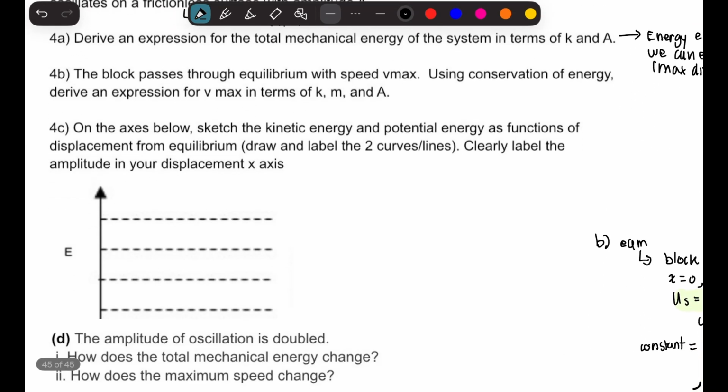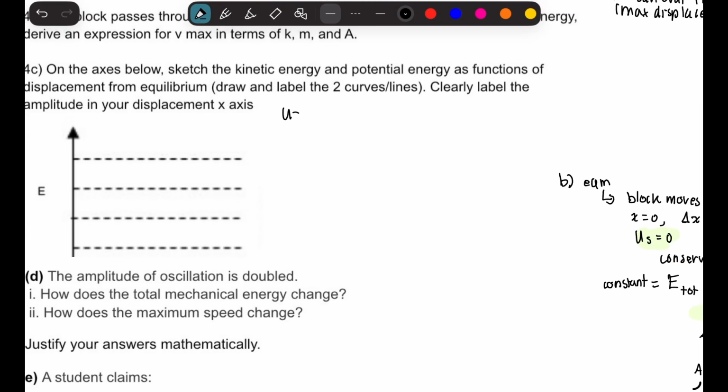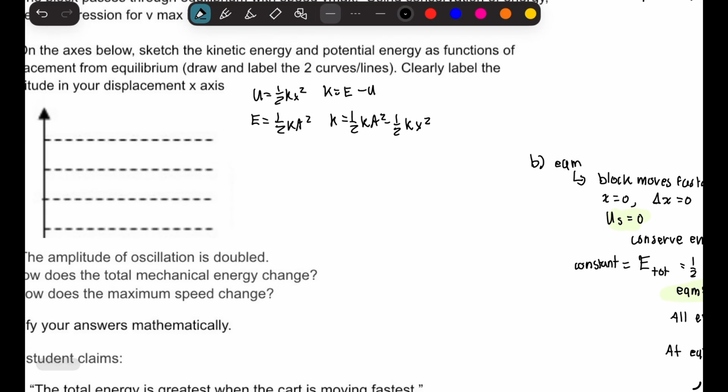For our next question, we have: on the axes below, sketch the kinetic energy and the potential energy as functions of displacement from equilibrium. Clearly label and draw your amplitude on the x-axis. Okay, so let's just write down our key relationships. U is equal to 1/2 kx squared. That's going to be a parabola opening up, and your minimum is at x equal to 0, and your maximum is going to be at x equal to positive A and x equal to negative A.